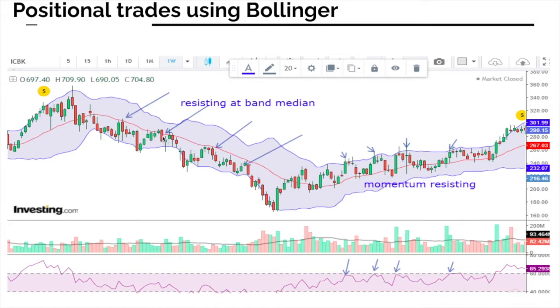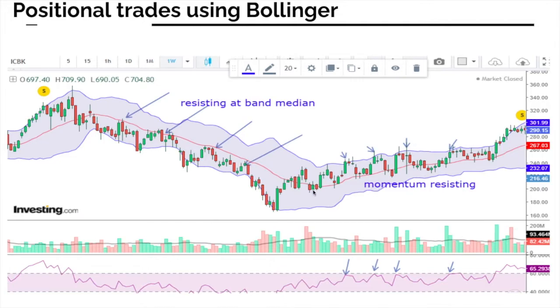Beautifully, you see 4, 5, 6 weeks it went out. Six weeks is about 30 days. How much percentage might have moved? So that is a positional trade. Whenever it is taking support at the median, sometimes here it is resisting at the median. Here you can say it is taking support at the median and resisting at the momentum. So this is a combination of that. The RSI momentum, what you see here is resisting at the 60, resisting again, resisting again, resisting again.